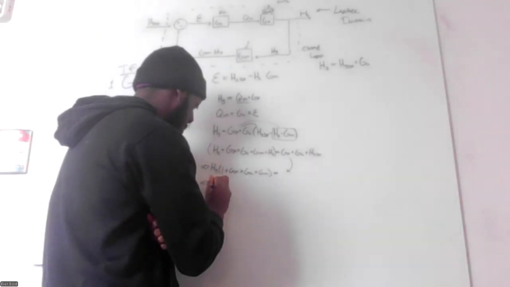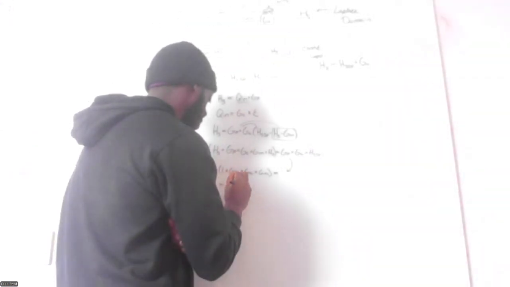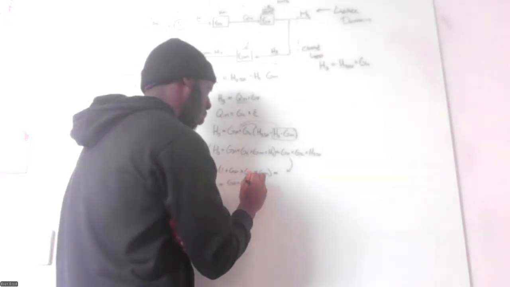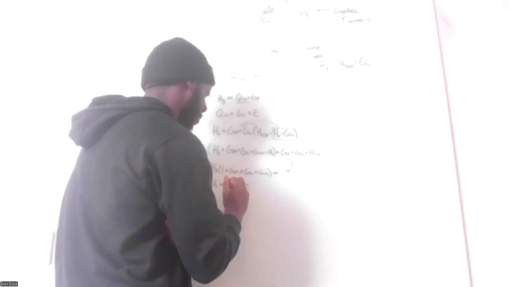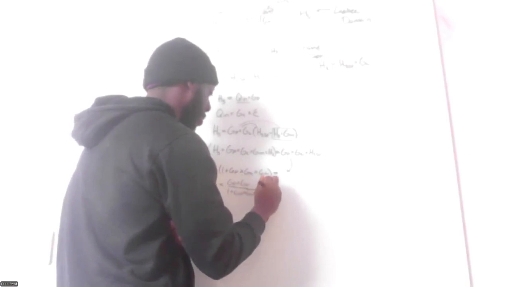H3, the height of the tank, is equal to GP times GC times the set point. I'll put that last. Then divided by 1 plus GP times GC times GM, times the height of the set point. Okay.